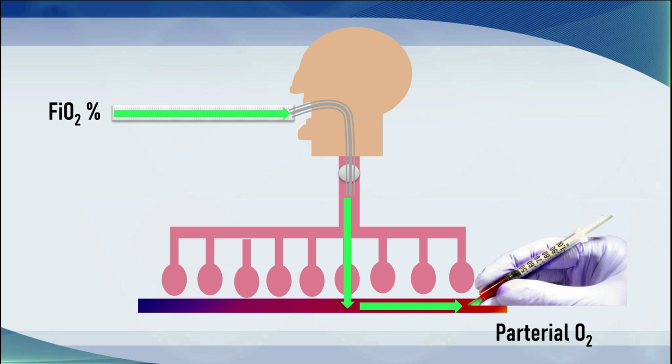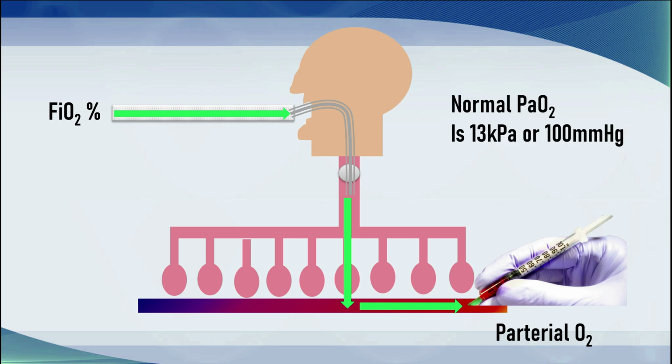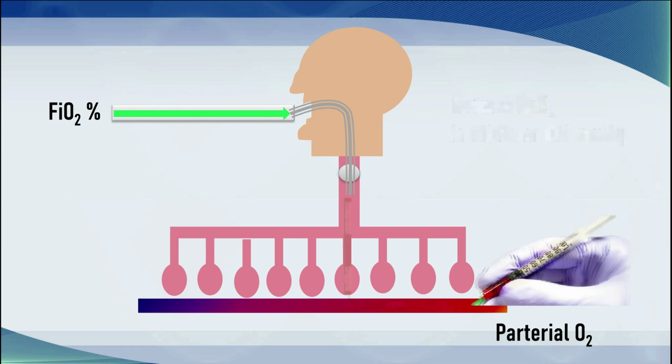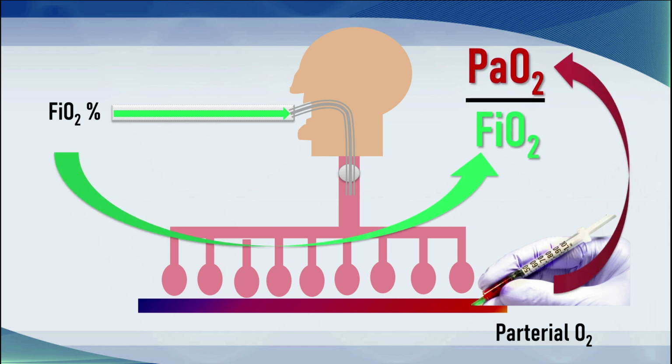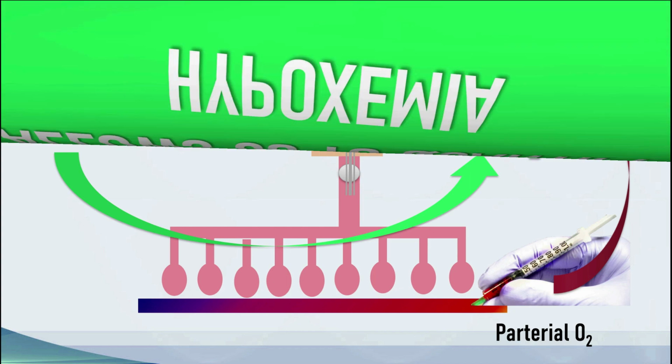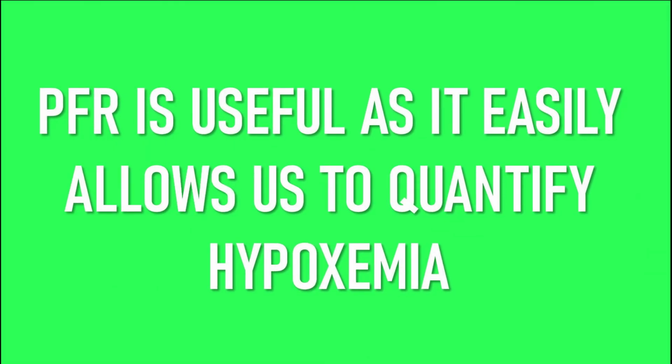The degree of hypoxemia is estimated by sampling arterial blood, usually from the radial artery, and analysing it using a blood gas machine. The normal PaO2 is 13 kilopascals or 100 millimeters of mercury. Now that we have two measurements, if we divide the arterial oxygen tension by the FiO2, we obtain the PaO2 to FiO2 ratio. This is so useful as it easily allows us to quantify hypoxemia.